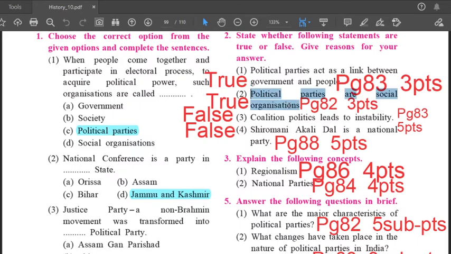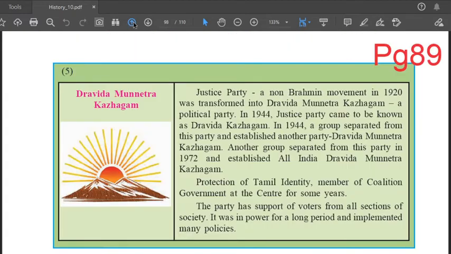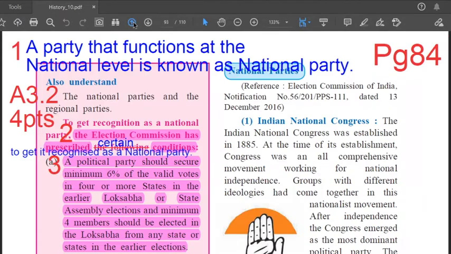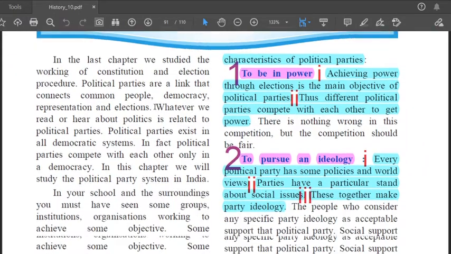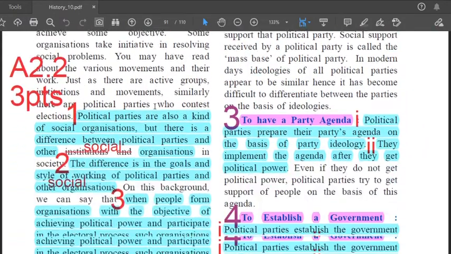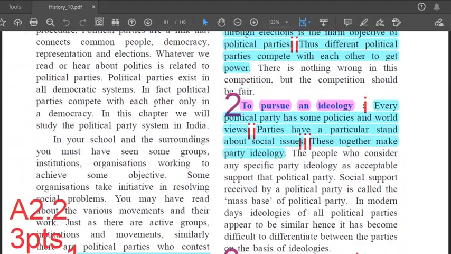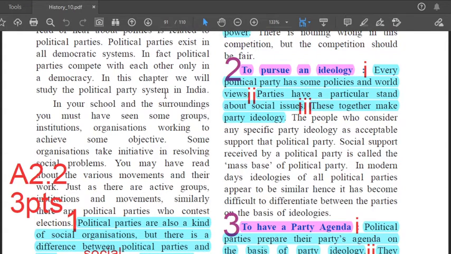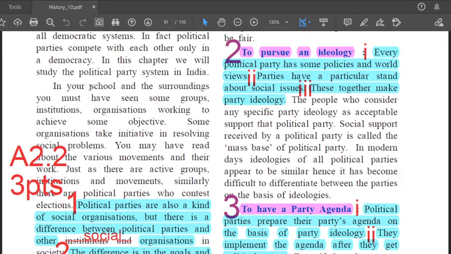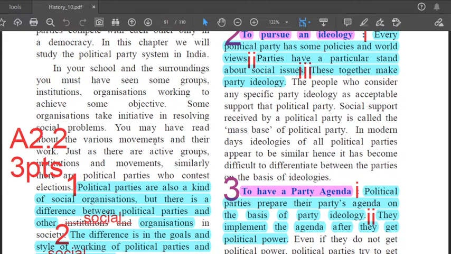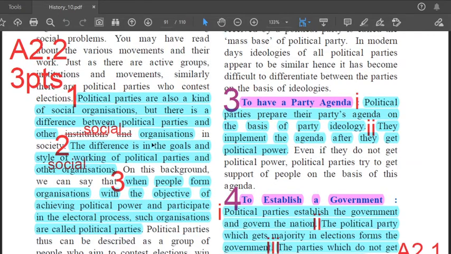Political parties are social organizations. The answer to this statement is again true. The reasons are on page number 82. Left hand side, second paragraph. Now in this paragraph, I want you to count the lines. 1, 2, 3, 4, 5, 6, 7, 8, 9, 10. The 11th line. Left hand side, second paragraph, the 11th line.